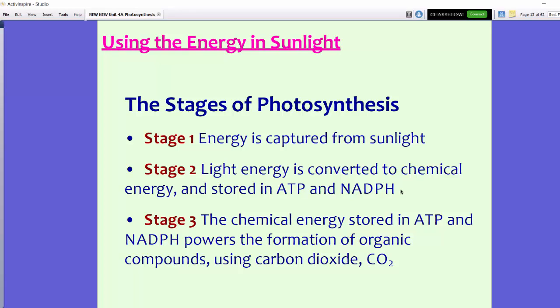Now in stage 3, this is where the chemical energy that's stored in your ATP and your NADPH powers the formation of organic compounds using carbon dioxide. So we have a few things going on here. And again, it's much more complicated than just what's here on the screen, but this is a good beginning of where you need to be.